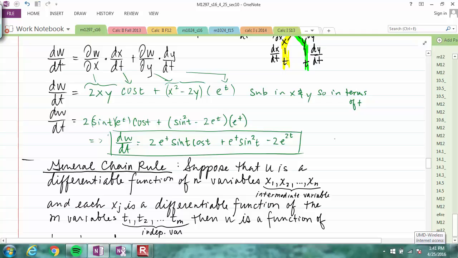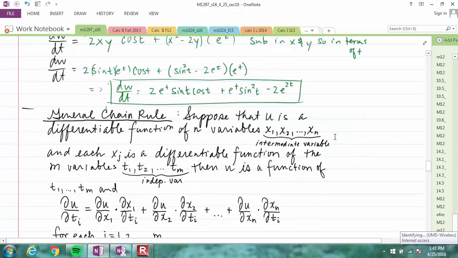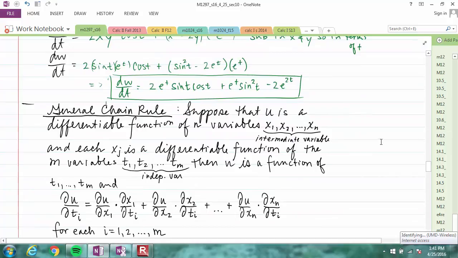Alright, any questions on that one? Alright, moving on to the general chain rule.